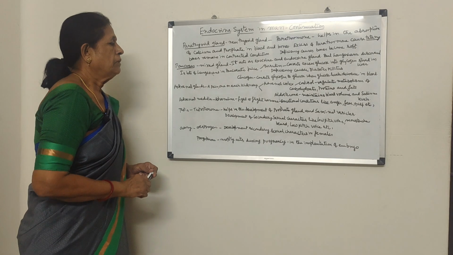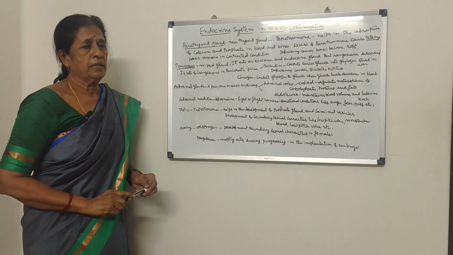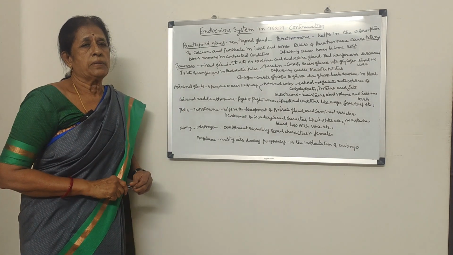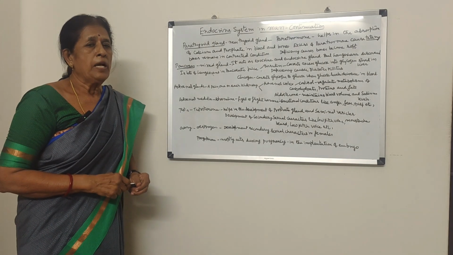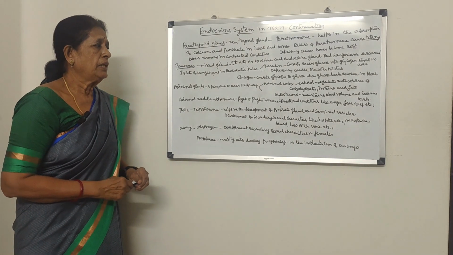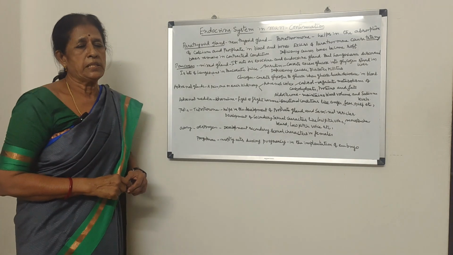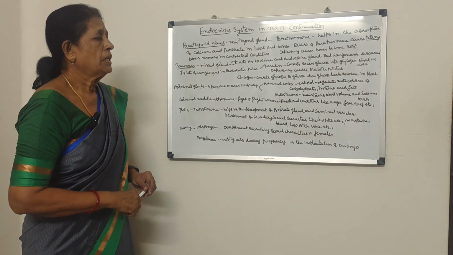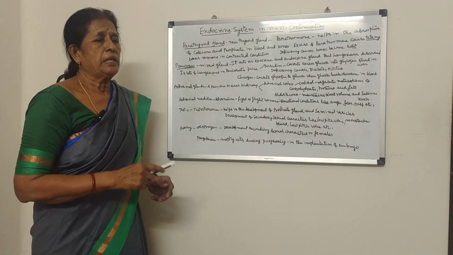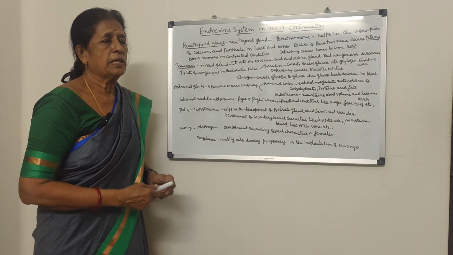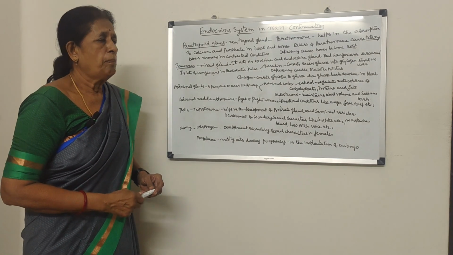And the next endocrine gland, adrenal glands. A pair of adrenal glands are present on each kidney. They look like caps on the kidneys. So in the adrenal gland, two regions can be identified. What are they? Outer part is adrenal cortex and inner part is adrenal medulla.